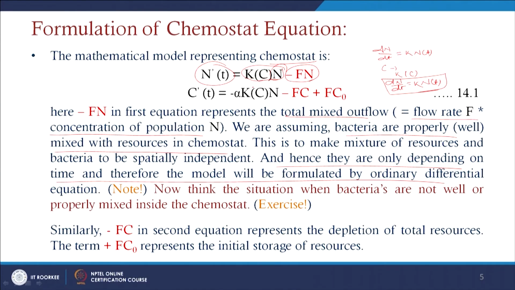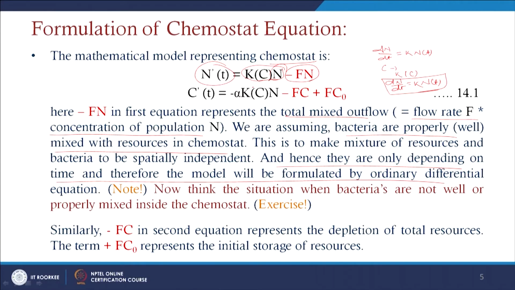Similarly, in the second equation, we have assumed that the concentration of the limited resources available also changes with respect to time, since the cells consume these resources. This concentration change depends on the term minus alpha k c N that we discussed in our previous lecture: the resources are used by the cells, so they are reduced depending on the population size N. Finally, we add a term minus fc, which represents the decay, or decrease, of the total resources. And fc0 is an extra term depending on the initial storage of resources, whether they have been used by the cells or some remaining portion is kept there, that depends on plus fc0.